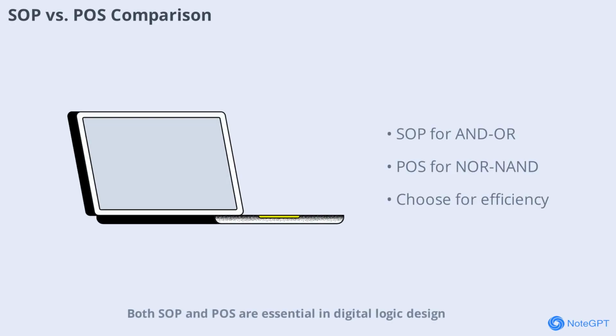Both SOP and POS are essential in digital logic design, but they serve different purposes. SOP is generally more straightforward for implementing circuits with AND and OR gates, while POS is advantageous when using NOR and NAND gates. Understanding when to use each form can lead to more efficient circuit designs. As we move forward, you'll see how these representations play a role in simplifying and implementing complex logic functions.